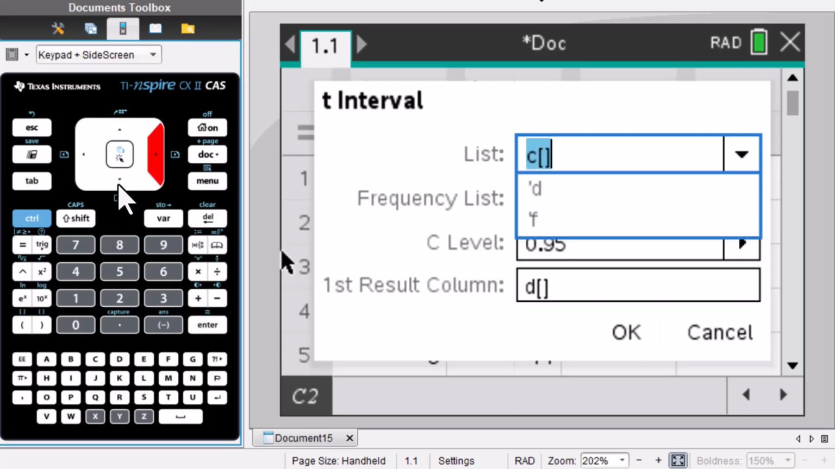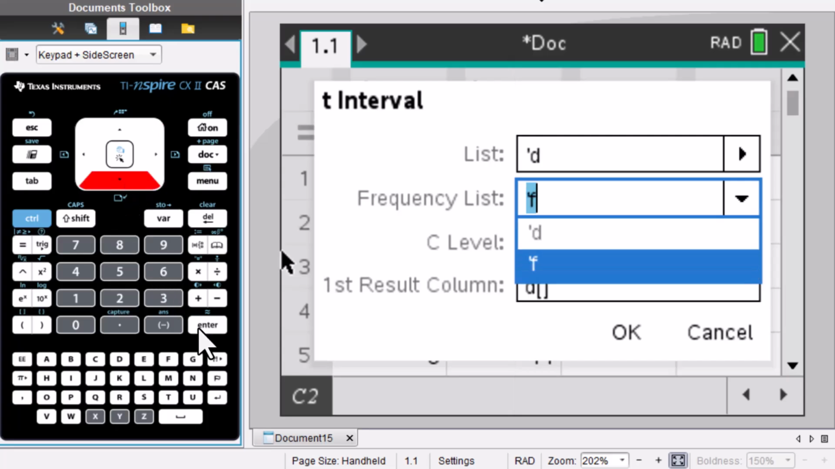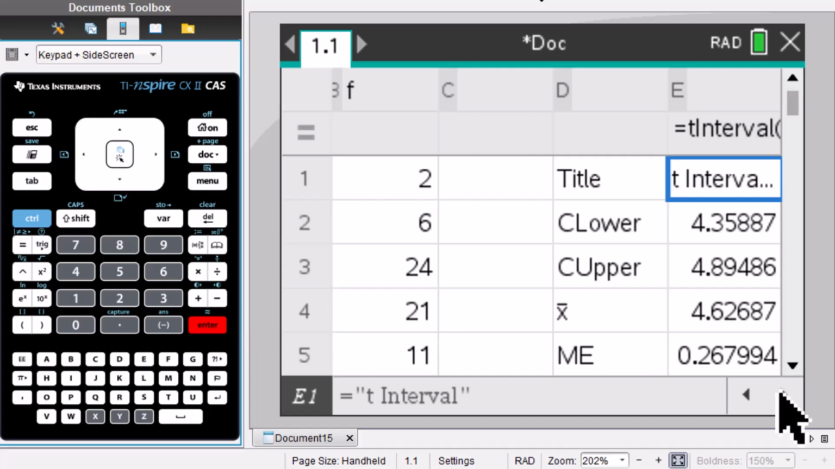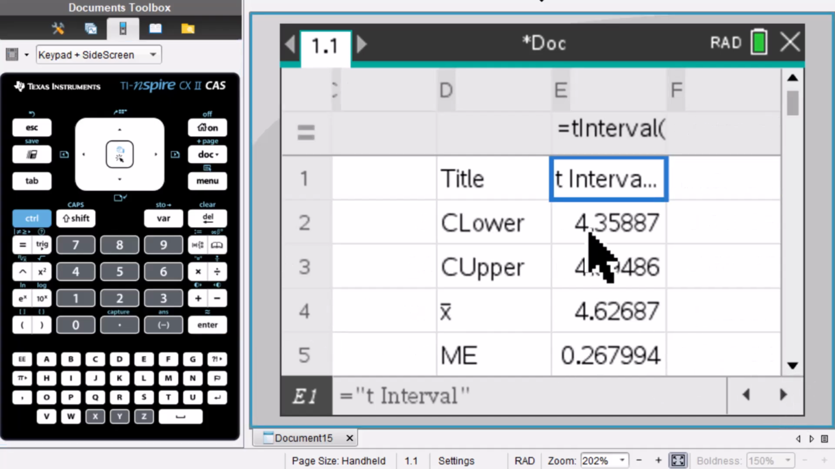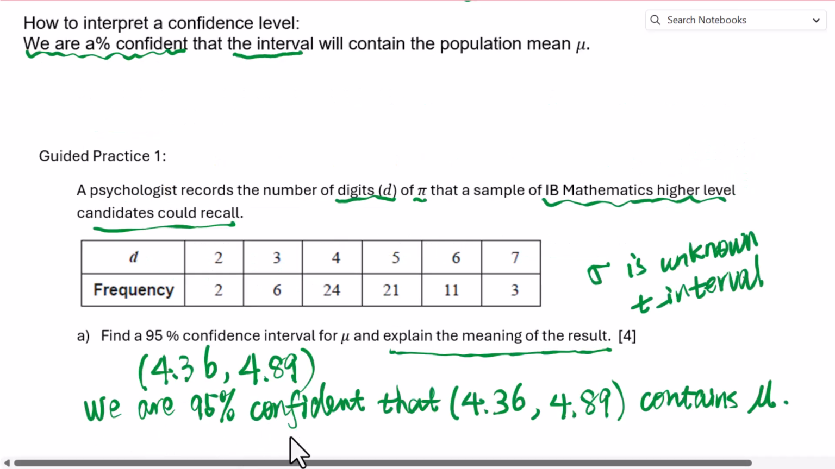List: D. Frequency, we have F. Confidence level 0.95. Then enter. We got confidence interval from 4.36 to 4.89. Explain the meaning of the result. We are 95% confident that this interval contains population mean mu.